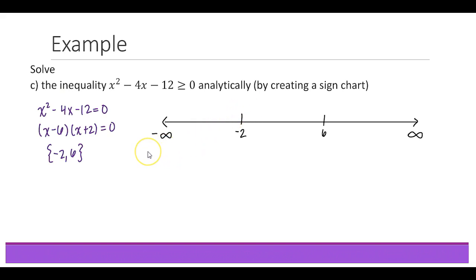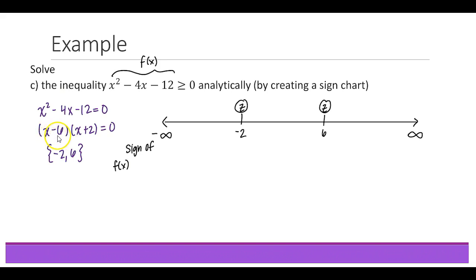And I like to go ahead and put a little z above each one of those to remind myself those were zeros of the function. Now what we need to do is figure out, over each interval, from negative infinity to negative 2, from negative 2 to 6, and from 6 to infinity, what is happening to the function? Is the function positive or negative over each of those intervals? So we are interested in the sign of the function. Let's call it f of x. So I'm interested in the sign of f of x.